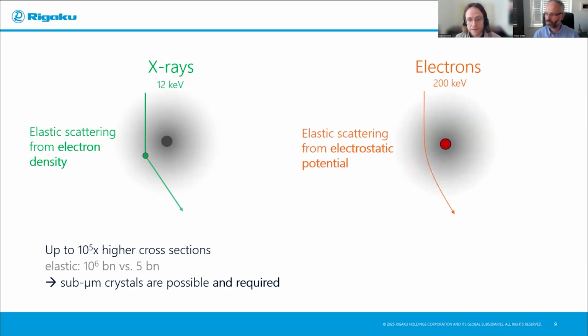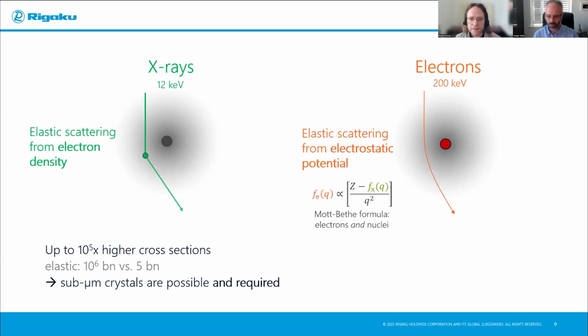And in fact, the cross-section of this process is up to 5 orders of magnitude larger than this one. And this means that for electrons, you can get diffraction signal from submicron crystals. And that's the key feature of electron diffraction compared to X-ray diffraction. It also means that these submicron crystals are also required, because if you have larger crystals, they will essentially act as a beam stop just because this interaction is so strong.